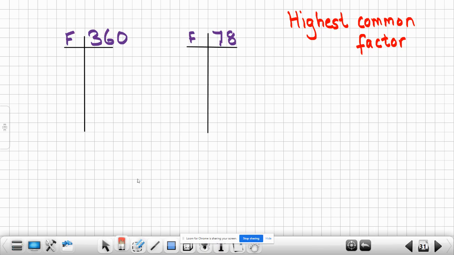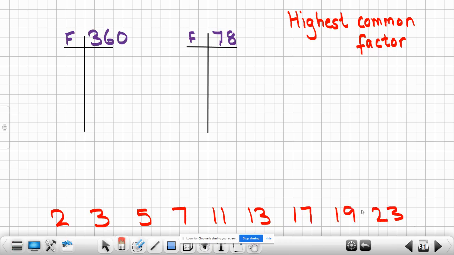Right, if you feel confident, you could pause the video and try and find these two numbers, 360 and 78, as a product of their prime factors. If you're not feeling confident, I'll go through it together. I'm going to do it quite quickly, but you can pause or watch again if you want to. Let's start by writing up prime numbers. And the more you do this, the more you will get to know these smaller prime numbers. Okay, so there's the first few.